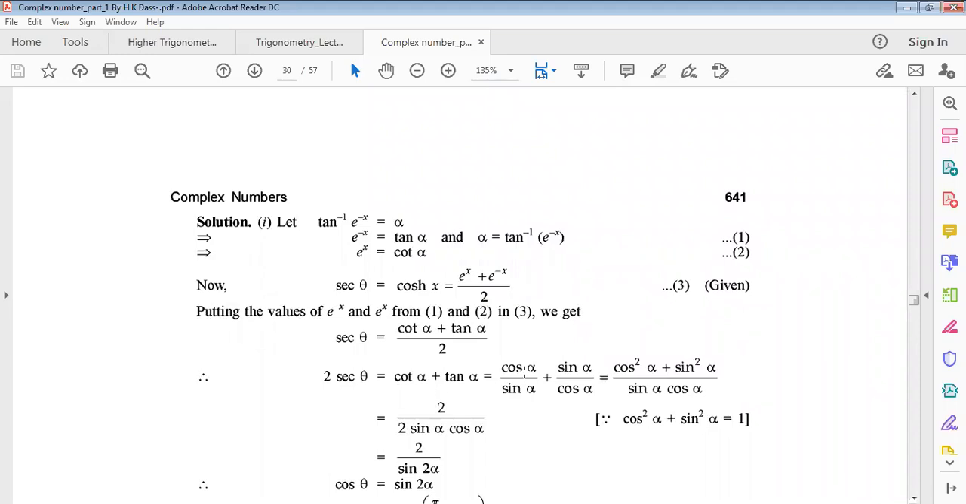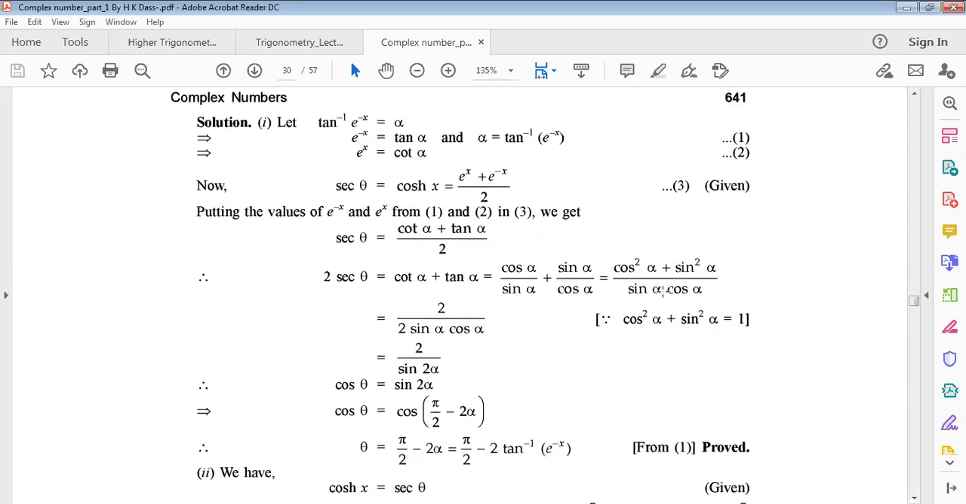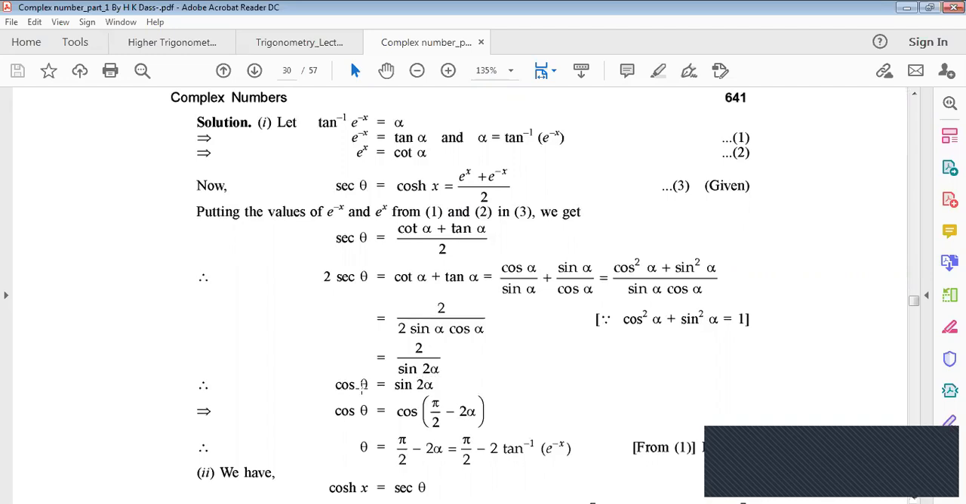Tan means sin by cos and cot means cos by sin, cos alpha by sin alpha. Taking LCM, least common multiple, on both sides. Now 2 divided by 2 cancels. 2 divided by 2 sin alpha cos alpha, what? Sin twice alpha. So cos theta equals sin twice alpha. Single cos theta equals cos. This twice alpha can be written as pi by 2 minus twice alpha.